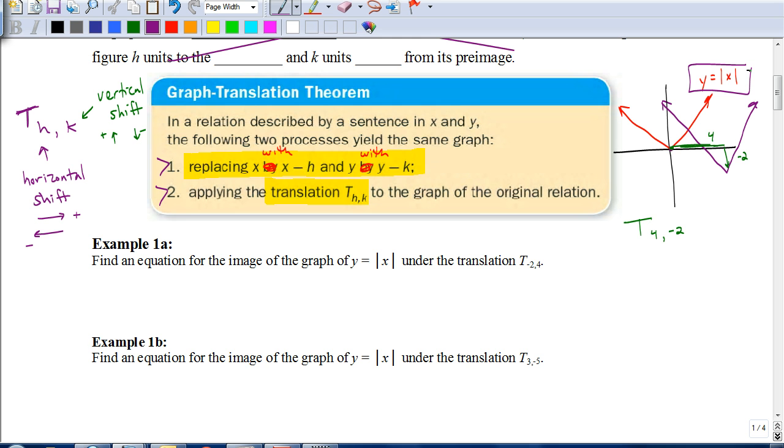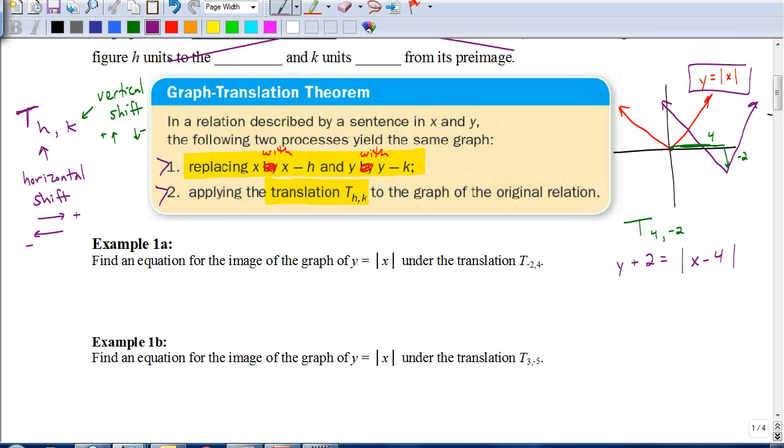So I'm going to replace the y with y minus k. Well, k in this case is a negative 2. So y minus negative 2 becomes y plus 2 equals the absolute value of, again, I'm going to replace x with x minus h. H is 4, so it's going to be x minus 4. That's in the absolute value now. So if I were to graph this equation, y plus 2 equals the absolute value of x minus 4, it would give me this graph here that I have up above there.